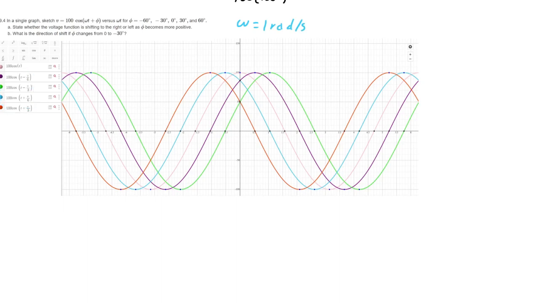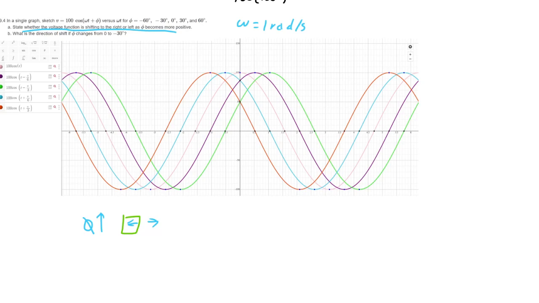Now, we want to find out, based on the graph, if phi becomes more positive, then what's the relationship between the graphs in the left and right direction? Well, if you look at the graphs, you'll notice if the phase angle becomes positive, we're going to shift leftward, and vice versa for whenever phi goes down, becomes negative.